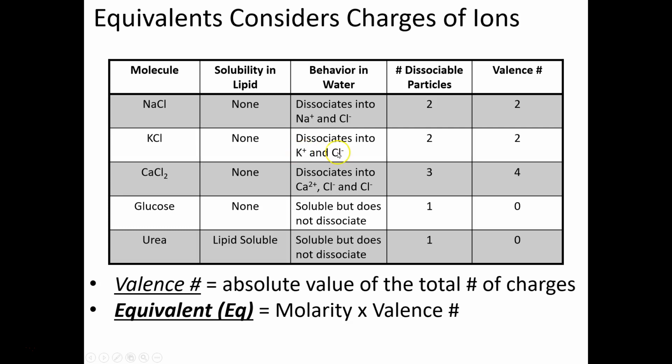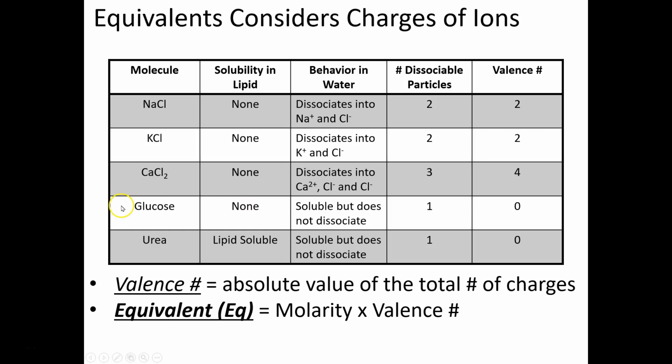Potassium chloride would be plus 1, plus 1. That would be 2. Calcium chloride would be plus 2, because remember calcium has an ionic form of plus 2, and then you have 2 Cl minuses, so there's a plus 1 absolute value, and another plus 1 absolute value. 2 plus 1 plus 1 equals 4.